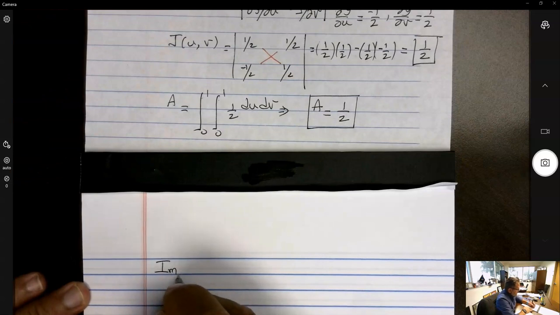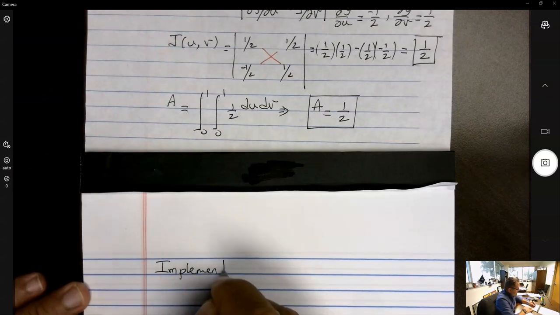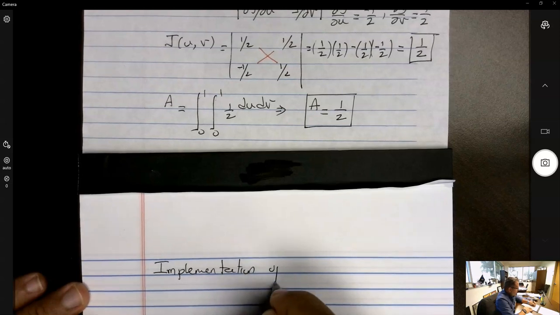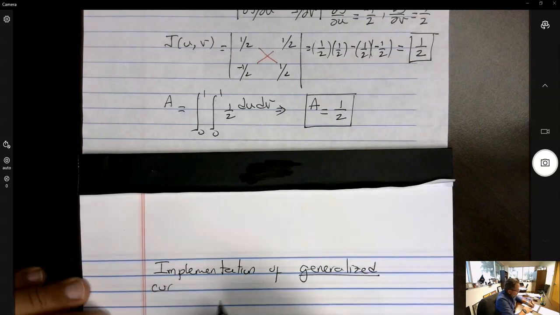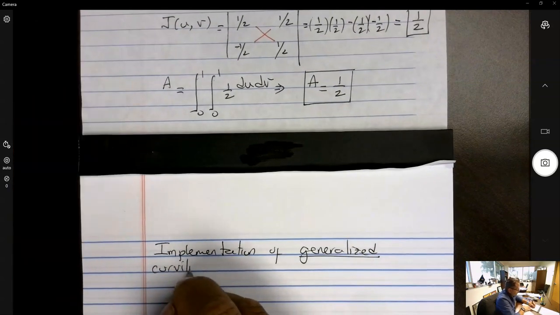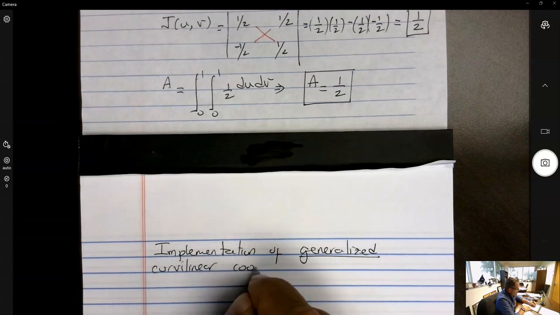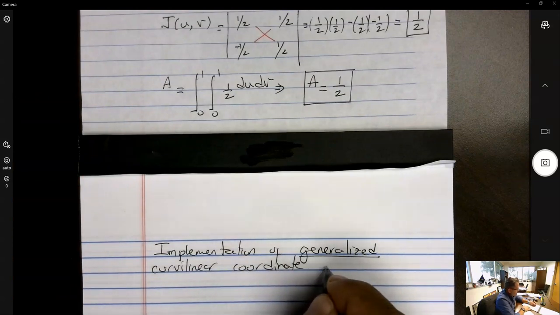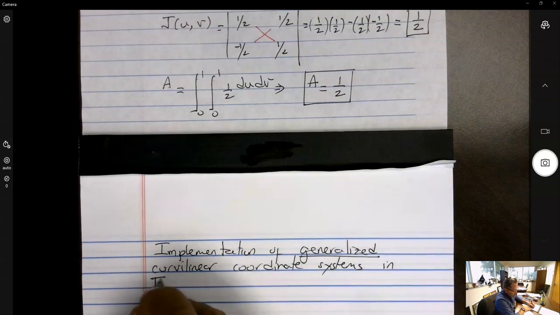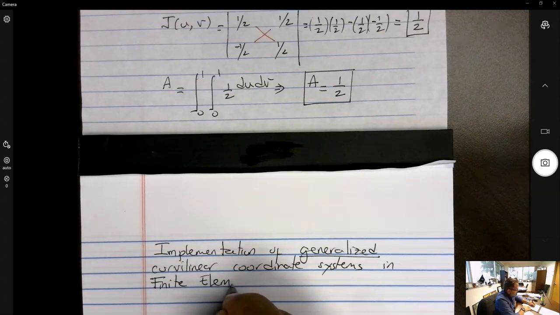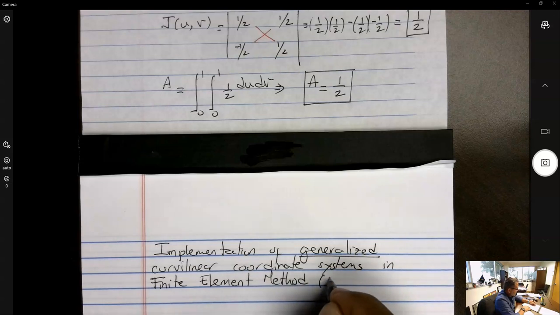what I really wanted to get at is the implementation of generalized curvilinear coordinate systems in, for example, the finite element method, FEM.